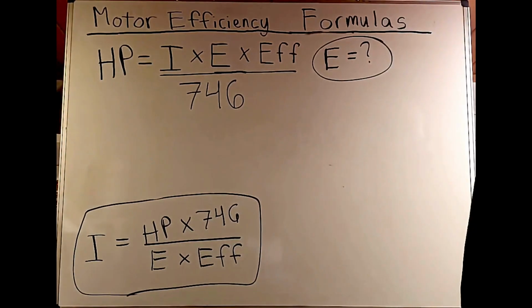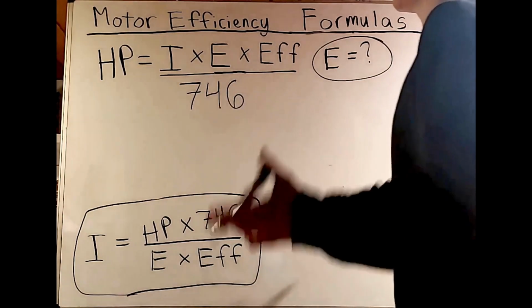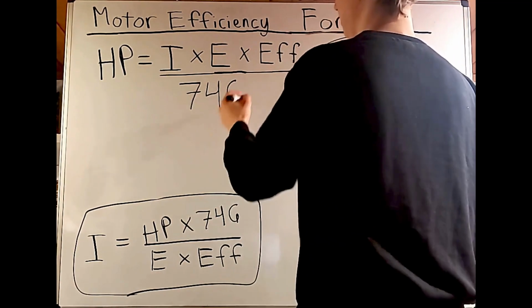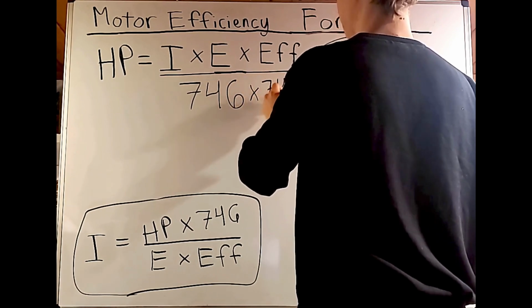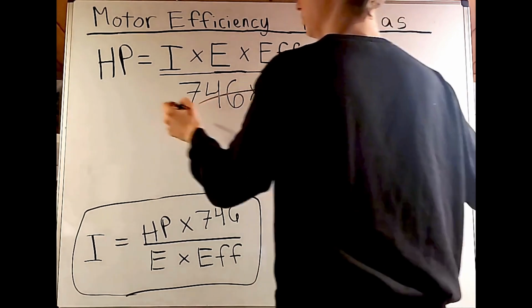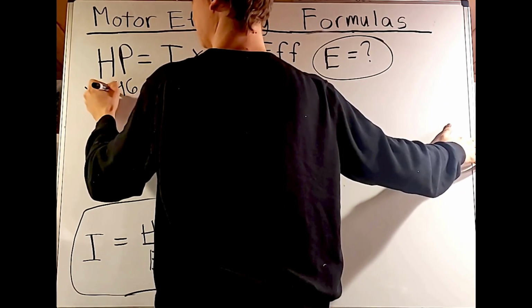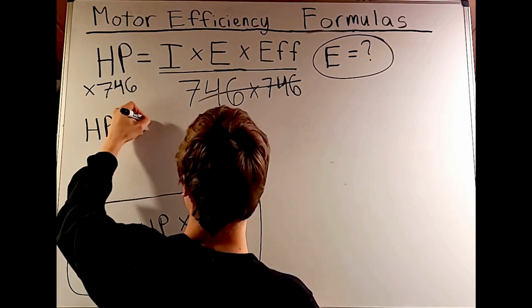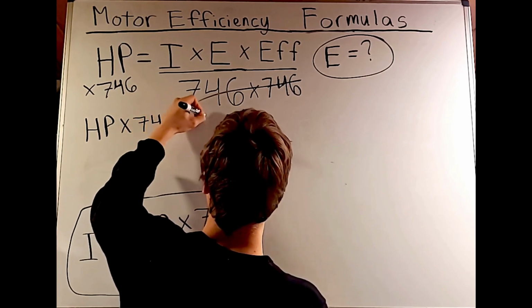Now we're going to solve for E. If you comprehended what I did in the last one, then you'll see that what we're going to do now is basically the same thing. It'll be pretty simple. The only option we have is multiplying by 746, and that is what we're going to do. On the other side, we're also going to multiply by the 746. So now we're going to have horsepower times 746, and that is going to equal the IEF.